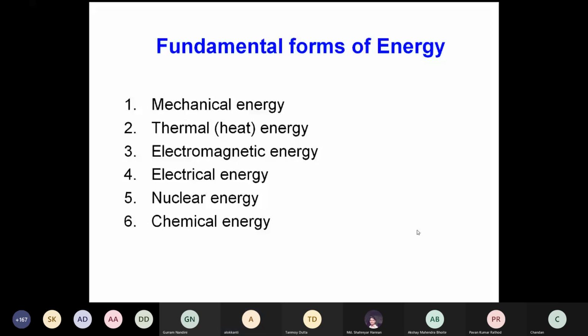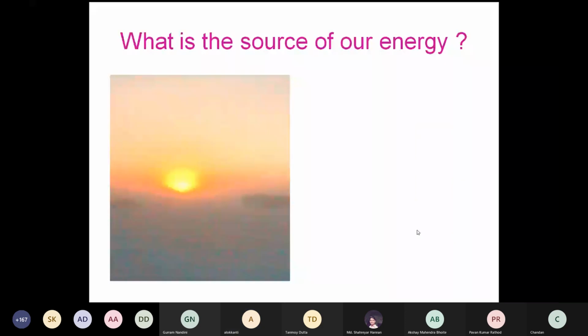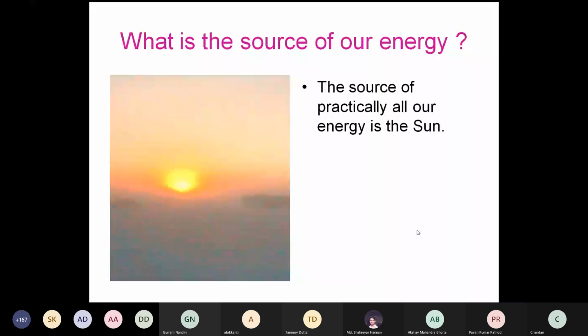Now, the source of all our energy is basically the sun. So the source of practically all of our energy is basically the sun. This we have been studying from our school days. Okay, because the sun gives every energy. All the fossil fuel that is there is nothing but some decomposed living beings, which actually needed the sun for their development and growth.